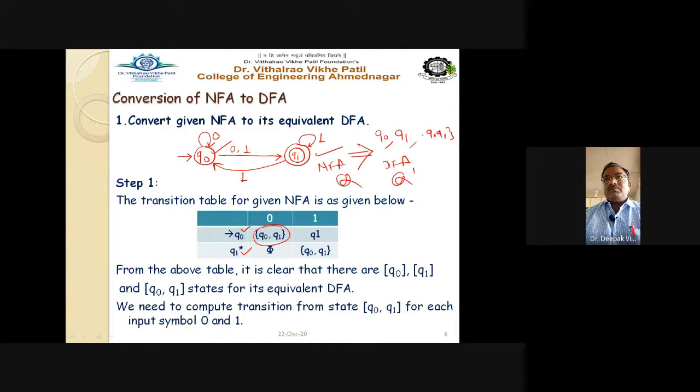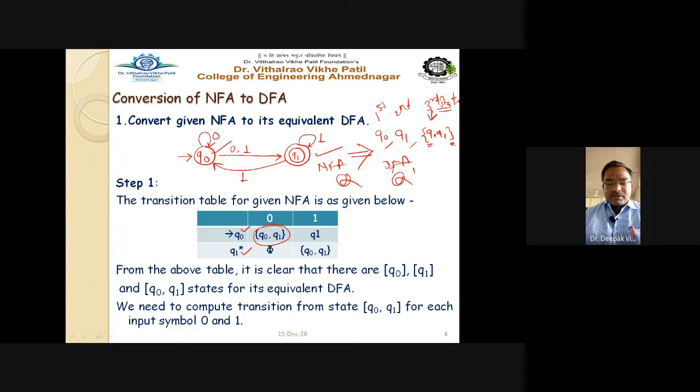You can mark a curly bracket, opening and closing, and include q0, q1 inside that curly bracket, and this becomes your third state. So this is the first state, this is your second state, and this becomes your third state. Getting this point? So we are getting a third state for our resultant DFA, right? That was the first step. Now what is the second step?